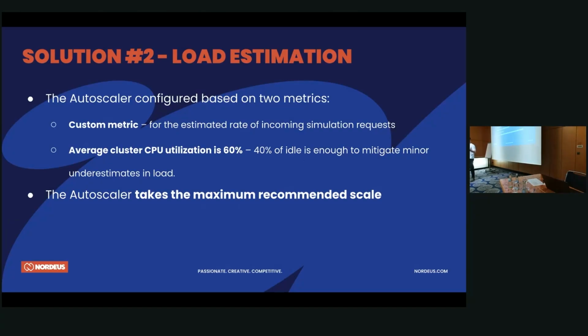So custom metrics based on estimated number of matches, and the CPU utilization, we set it to 60% because 40% of idle instances was enough for us to mitigate these underestimates. And as you probably know, the autoscaler takes the maximum recommended target.